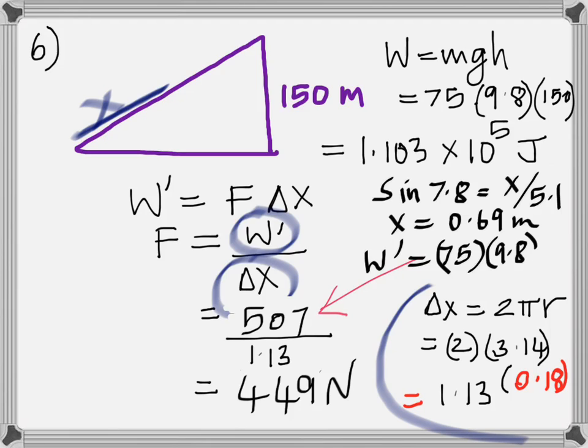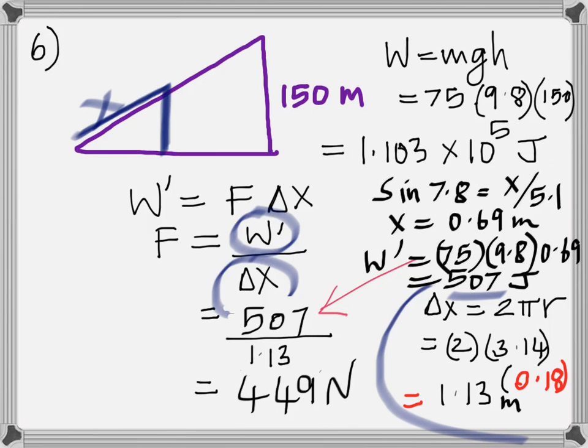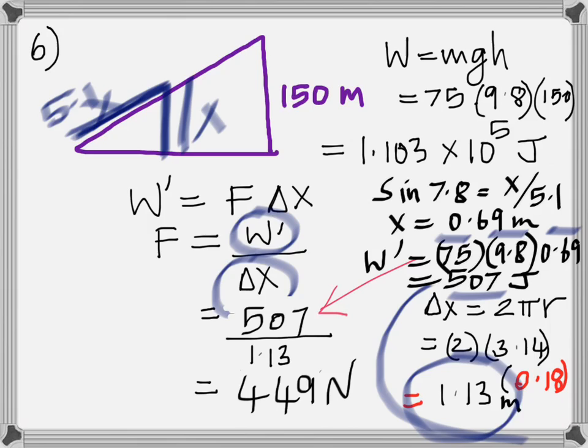Now therefore the work done during that displacement is 75 times... hold on a minute. X is actually the height through which you go up, because what's given as 5.1, that's 5.1, and so this is the x, and you're trying to find x, and you get it as 0.69 meter. And then that's why I use 75 times 9.8 times 0.69 to get the work done during one rotation, and then divide that by the circumference to get the force applied.